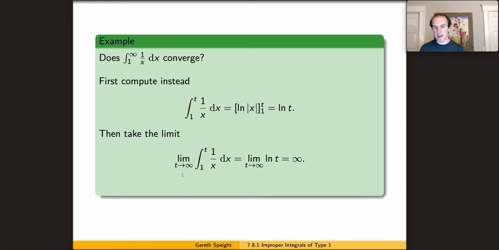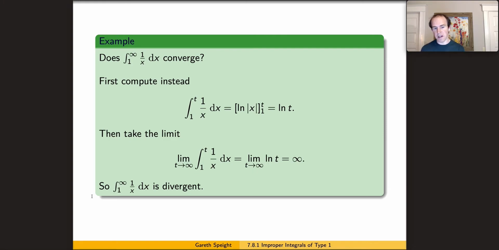So then we're supposed to take the limit of the integral from 1 to t. We found that the integral from 1 to t is ln t, so we can take the limit of ln t. And then if we remember the graph of ln t, it goes to infinity as t goes to infinity. Okay, so the integral from 1 to t of 1 over x tends to infinity as t goes to infinity. That exactly means that the improper integral diverges. So this is a divergent improper integral.